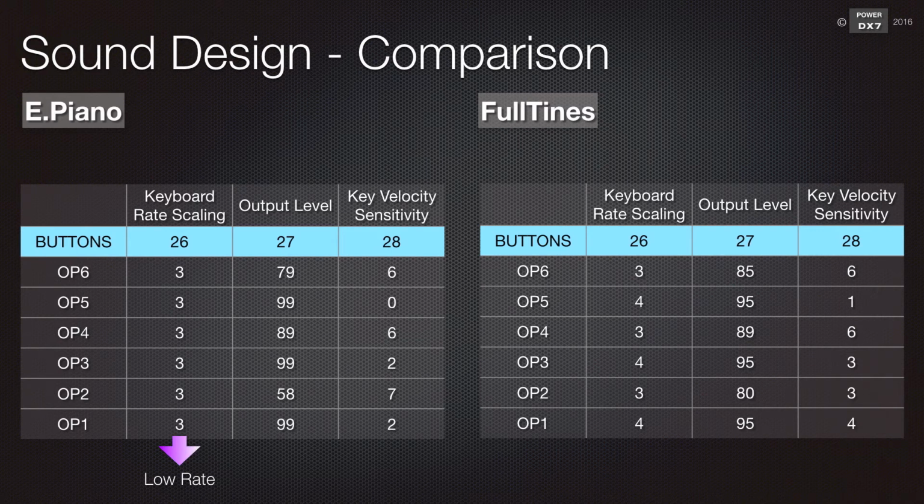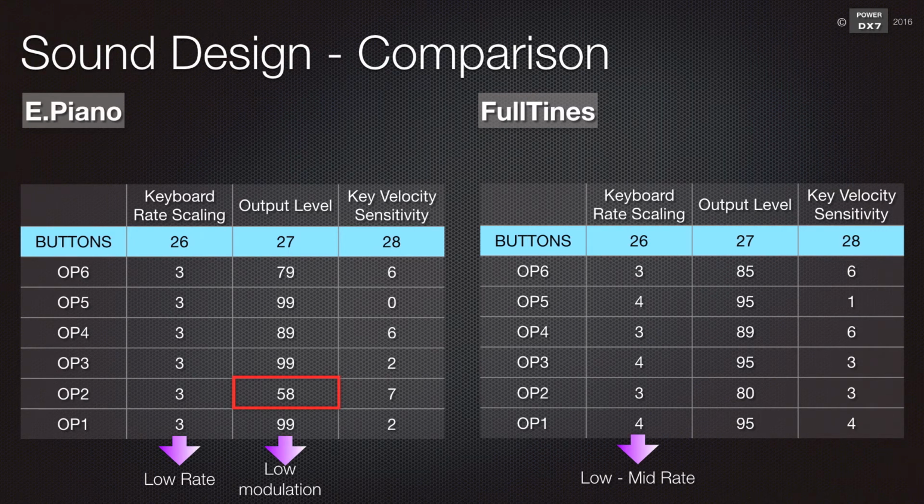For E.Piano 1, keyboard rate scaling is set at low. But for Fulltines, it's set at low to medium levels. This indicates that Fulltines has generally a shorter envelope at higher notes.